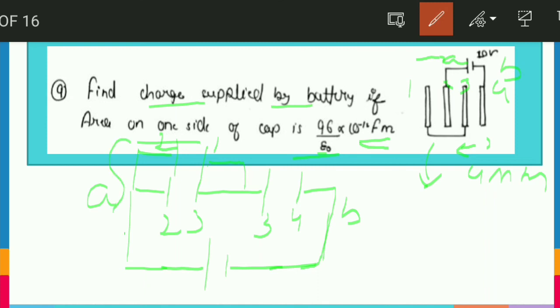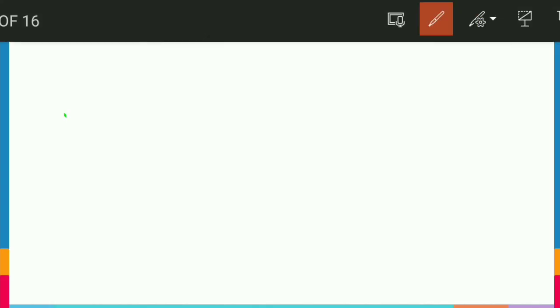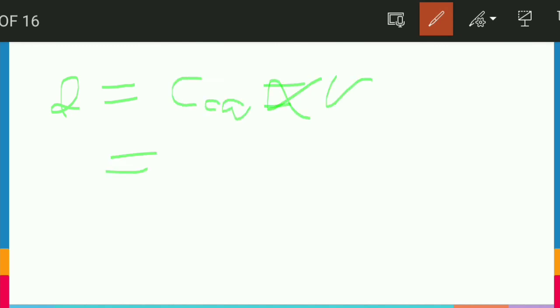These two are connected in parallel, and this series-parallel combination is connected in series with this. So its equivalent capacitance will be how much? 2C by 3. So for charge, what can we write, friends? We can write Q equals C equivalent into V. It's a multiplication. So C equivalent is 2 by 3, and C means epsilon naught. The area was how much?